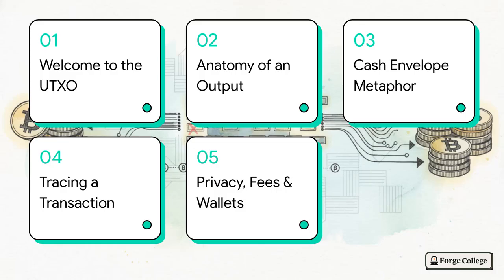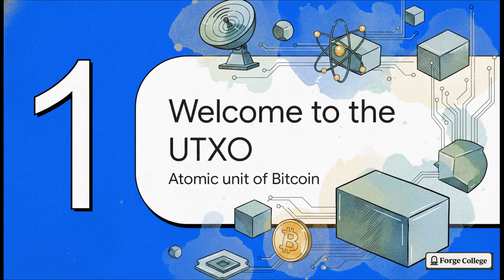All right, here is our engineering blueprint for today. First, welcome to the UTXO. Second, anatomy of an output. Third, the cash envelope metaphor. Fourth, tracing a live transaction. And finally, privacy, fees, and wallets. Let's dive in. Section 1.